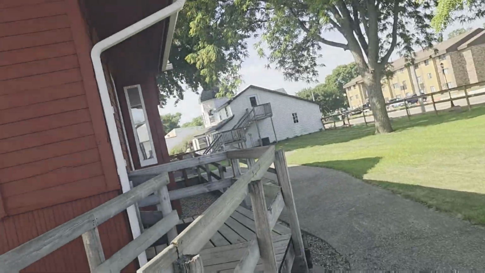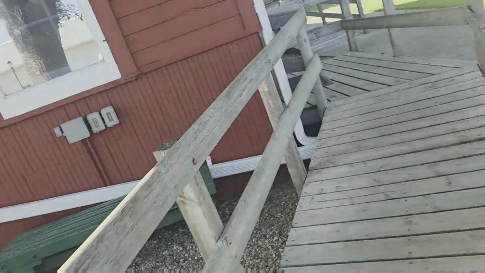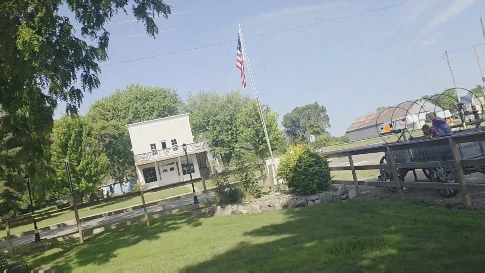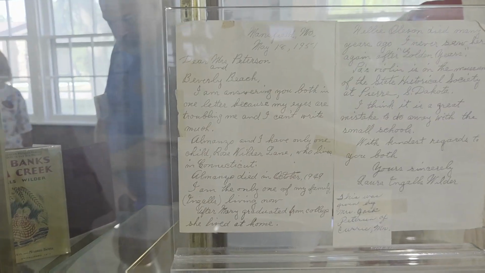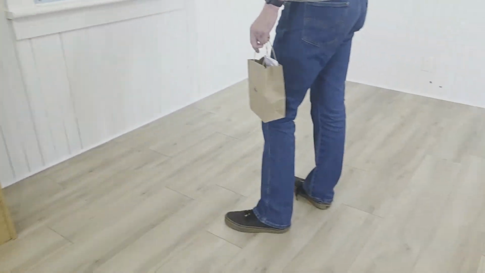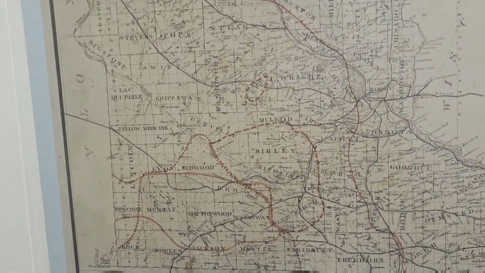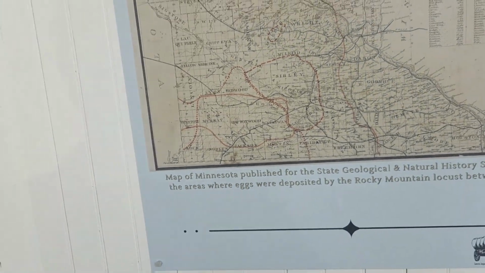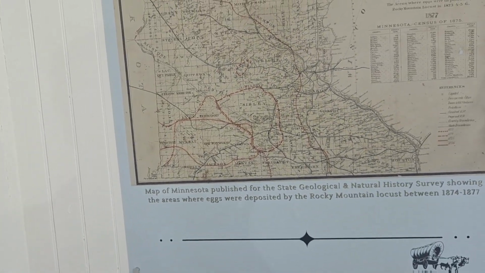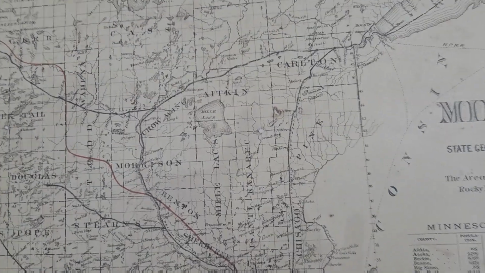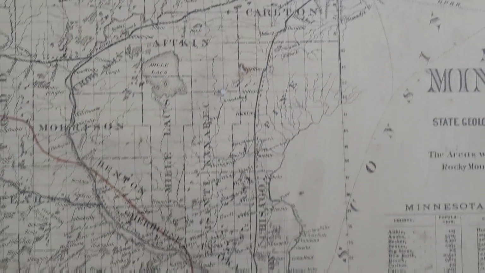Okay, here we are at Walnut Grove here. We're going through the Laura Ingalls Wilder Museum. There's a train track right there. Okay, so let's see. Map of where eggs were deposited by. Okay, so there was a railroad coming up to the booth by that point.